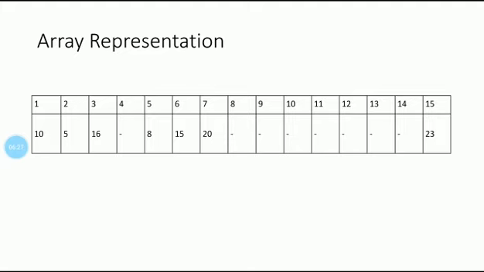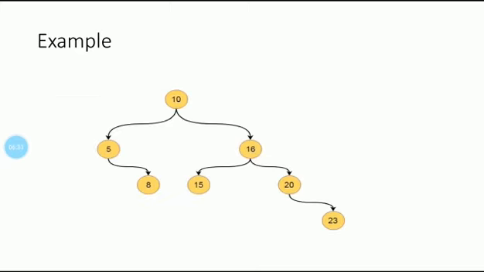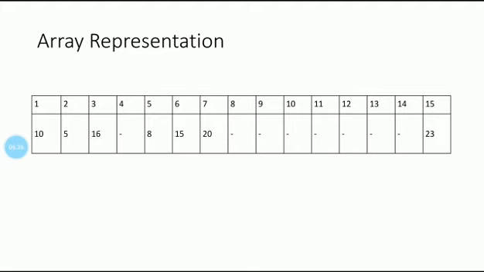For example, 15 is at position 6. 15 is a child node of 16. So 15 is at position 6, and 6 by 2 is 3. At position 3, its parent node 16 is available. That means with the help of a child node, we can easily access the parent node, and with the help of a parent node, we can easily access the child node. That means we can go in both forward and backward directions.